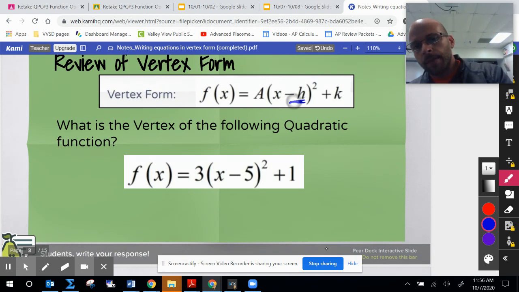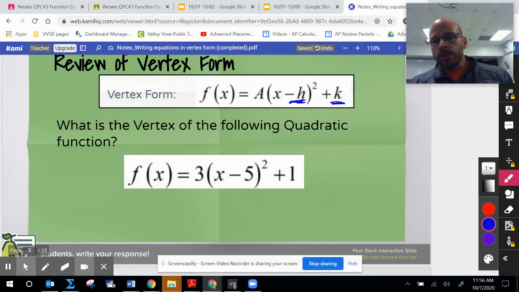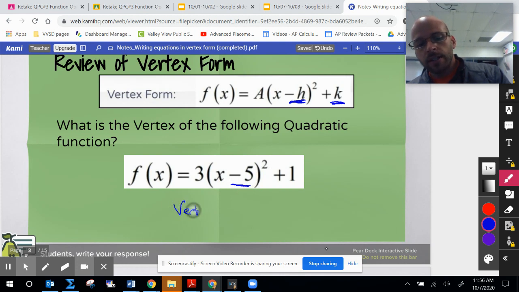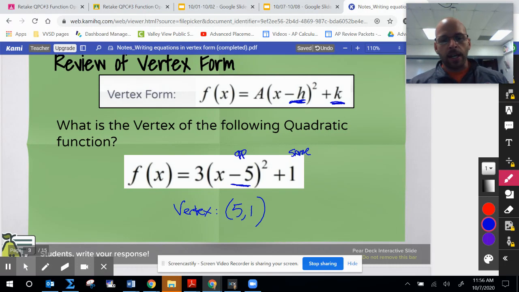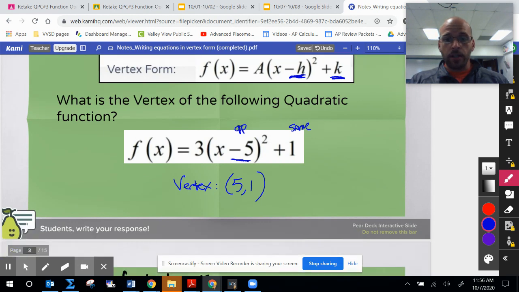With vertex form here at the top, we have the h and the k. Those values tell me my vertex, or the location of the vertex. We do need to make sure, because it's a minus h, we're always going to use the opposite of what we see there. So for example, in this problem, because it says -5, my vertex is going to be at (5, 1). So again, opposite of what's inside the parentheses, and then we keep what's on the outside of those parentheses the same. Okay. I have a second one, just so you can see another one.